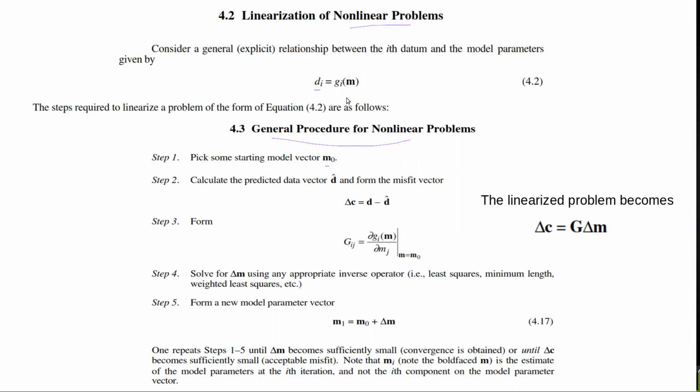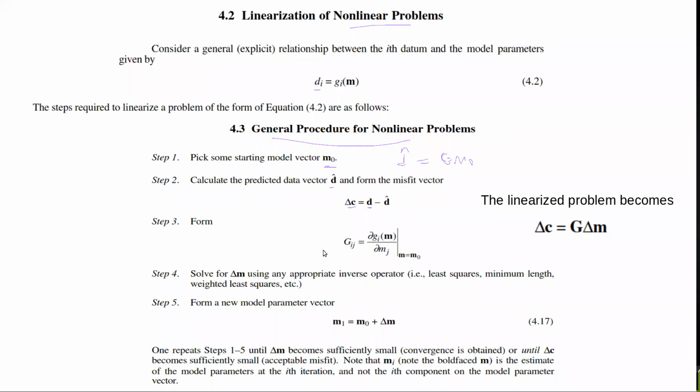So say you're given this problem. You start with some starting model, M naught, and then you use this starting model to predict the data. The predicted data is G of M naught. So we predict this data, and then we can find the misfit vector here, delta C, which is the observed data minus the predicted data, so the residual vector.